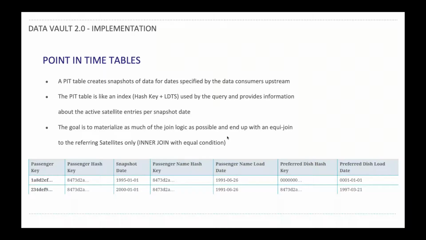What happens here is the PIT table is an index into your satellite deltas. It will tell us for every customer, or in this case every passenger, and for every what we call snapshot date, what is the most recent delta to be used for that particular snapshot date. So let's talk about a snapshot date quickly.